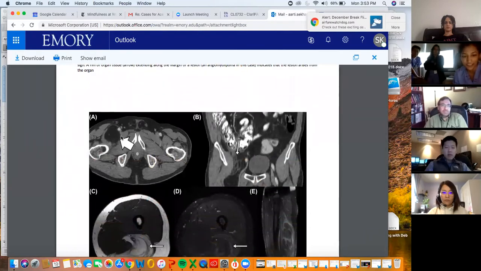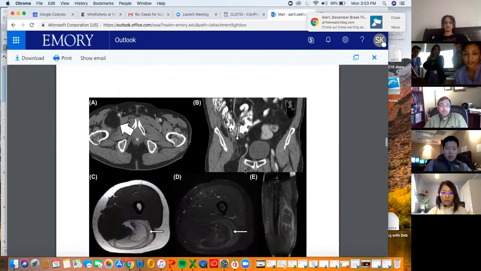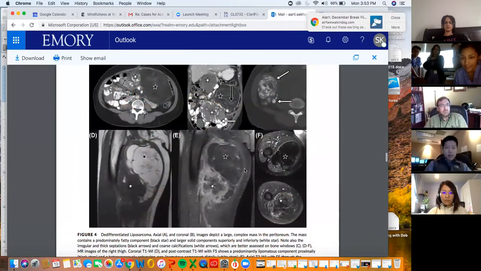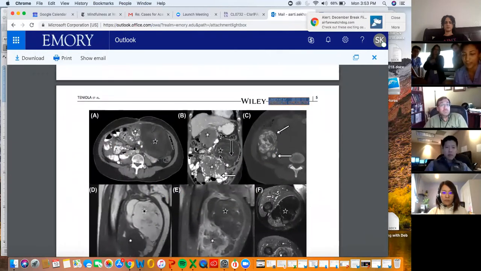And then this is a well-differentiated liposarcoma, and you can see, differently than the lipoma, it's got more thickened septations. So that would be more concerning for a liposarcoma. And then this is a nice example of a combination of a well-differentiated and dedifferentiated liposarcoma. So it's got the fatty components with the thickened septations, but then the more solid components to it.